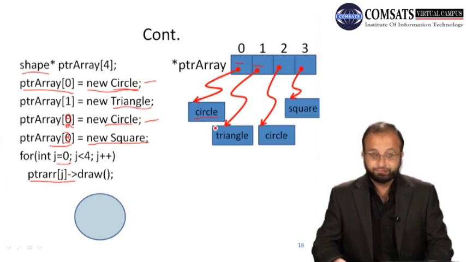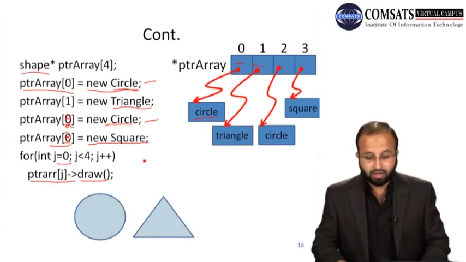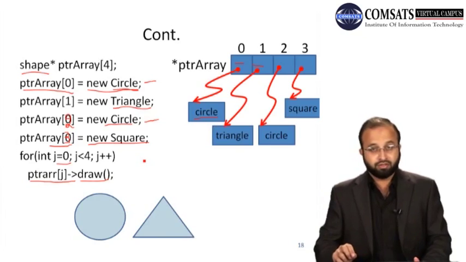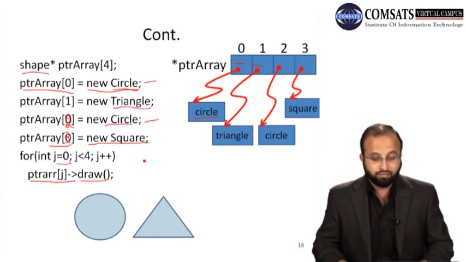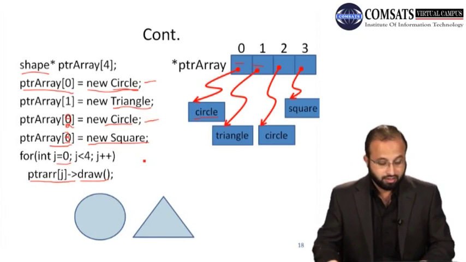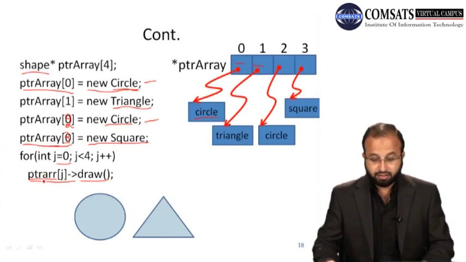So it will be like this. Now you have a loop, आपके पास loop है, you execute that loop 4 times, and you have a draw function, right? So अब हम draw का function call कर रहे हैं हर object के साथ. Now ptr j is initially 0, so ptr j and arrow operator. ptr j is a memory address, that is the memory address of a circle object. So circle object के साथ जब draw का function call होगा तो it will draw a circle, right?